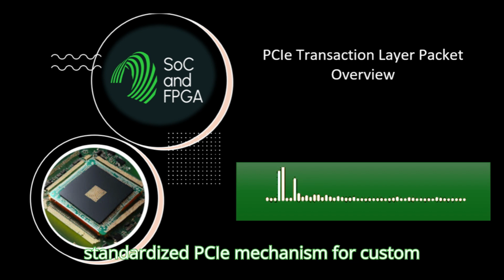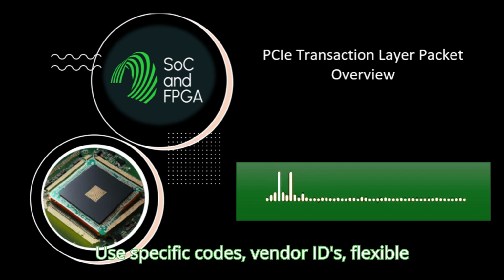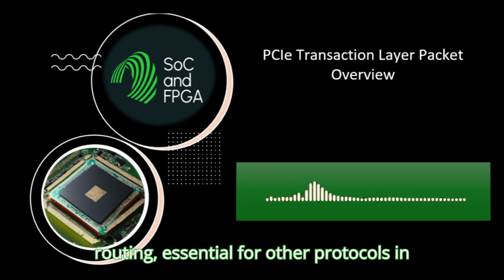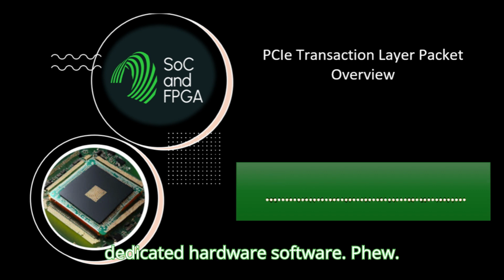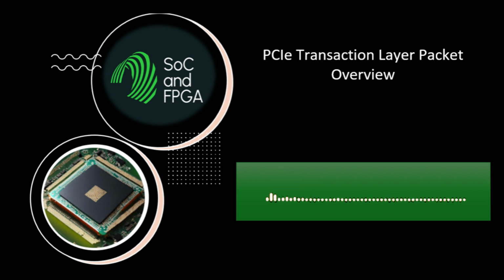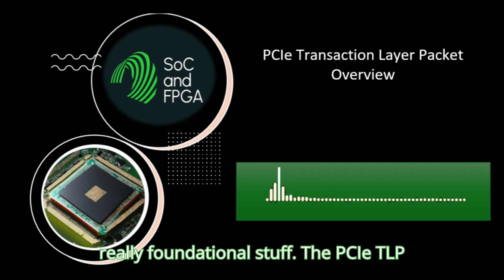So VDMs, a standardized PCIe mechanism for custom messaging via MSG, MSGD TLPs. Use specific codes, vendor IDs, flexible routing, essential for other protocols, MCTP, and vendor features. Often needs dedicated hardware and software. Phew. We have certainly covered a lot of ground on TLPs today. We have indeed. It's really foundational stuff.